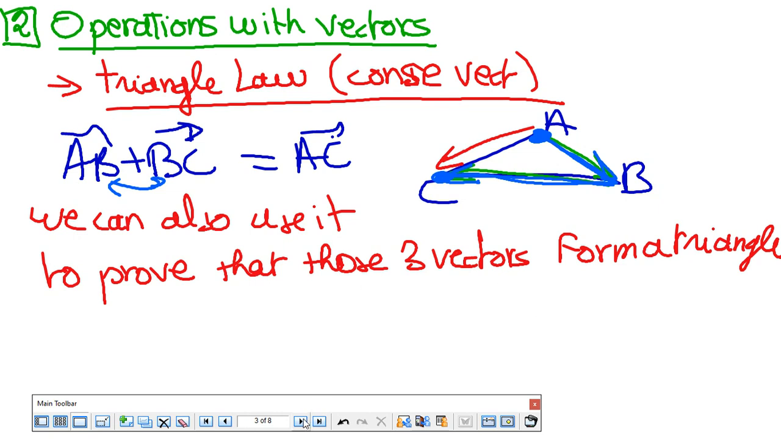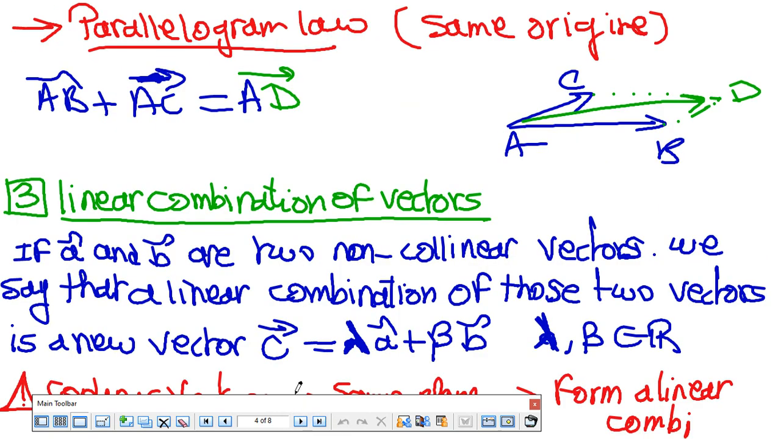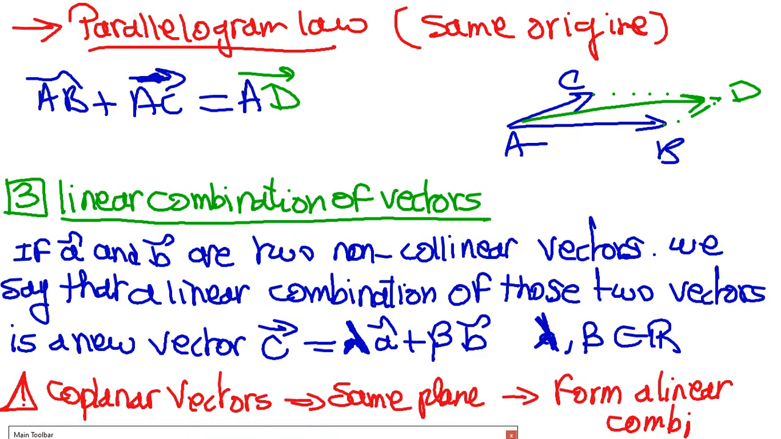The second law of the operations with vectors is the parallelogram rule. The parallelogram rule is when I have the same origin. So if you look at this one, I have A here. AB plus AC gives me a new point, and this new point will form a parallelogram with the other two vectors. How can I prove that?